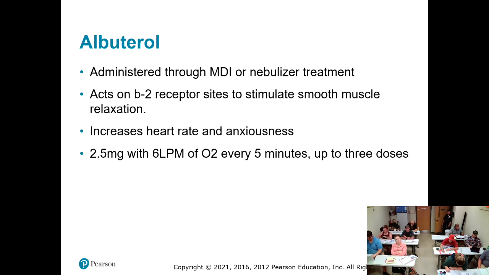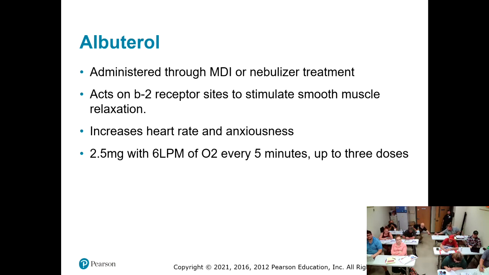So albuterol works on our beta-2 receptor sites. When you're thinking of receptor sites, we're going to go more into it in anatomy and physiology. One heart, two lungs. Beta-1 receptors focus on our heart. Beta-2 receptor sites, two lungs, focus on our lungs. Okay? One heart, two lungs.